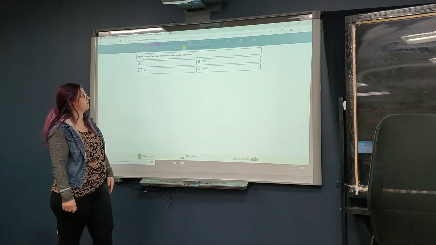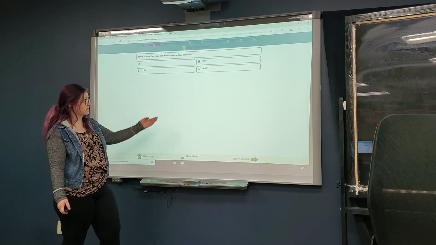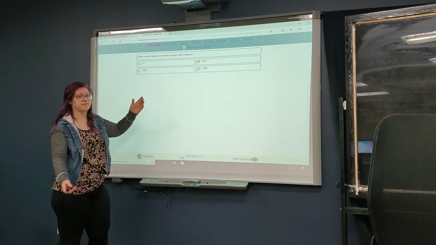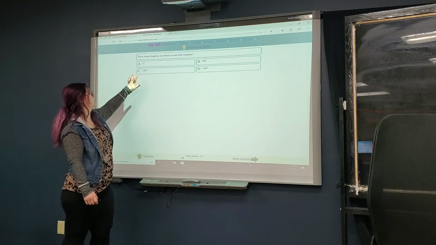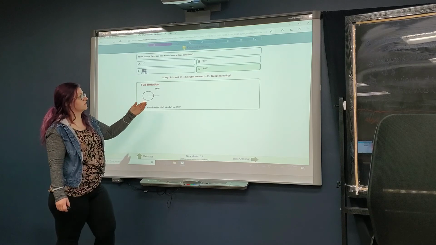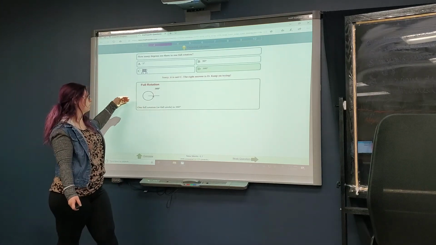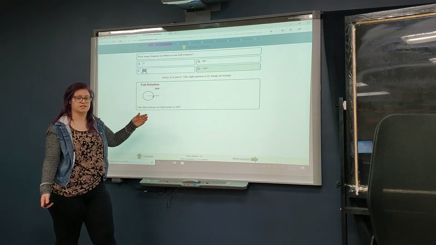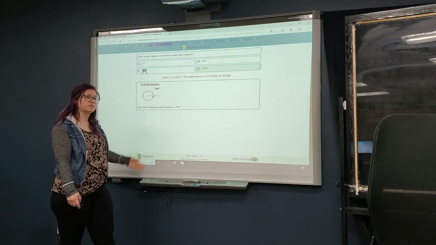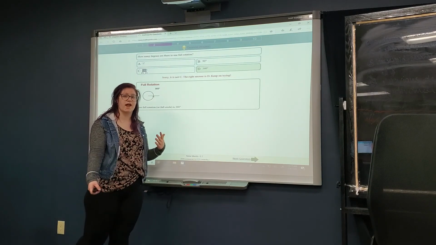So how many degrees are there in one full rotation? The correct answer is 360, but if a student says 180, it'll say, I'm sorry, that's not correct, and then show you what the correct answer is and why. And we would just do this as a class and just get them to practice their angles and everything.